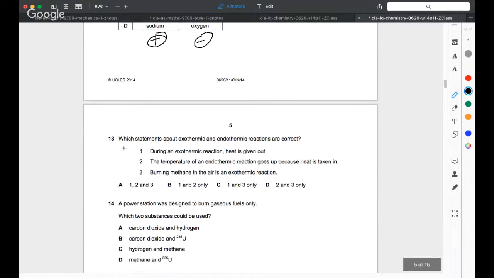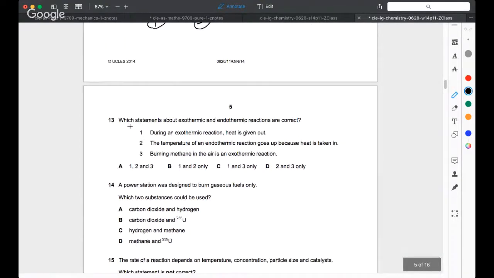So question 13. So which statements are correct? So 1 and 3 are the correct statements because in an exothermic reaction heat is given out, and burning methane is an exothermic reaction because when you are burning the methane, heat is given out.